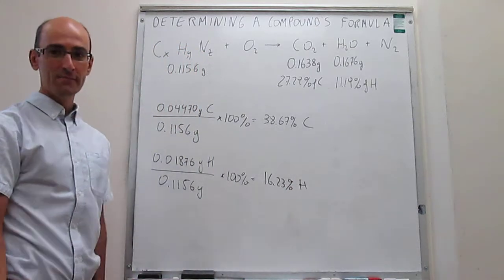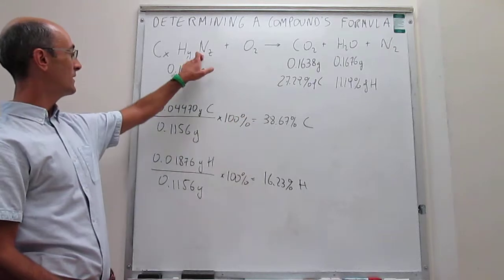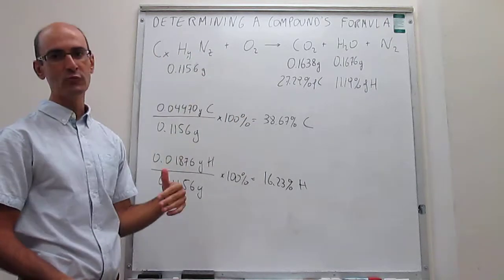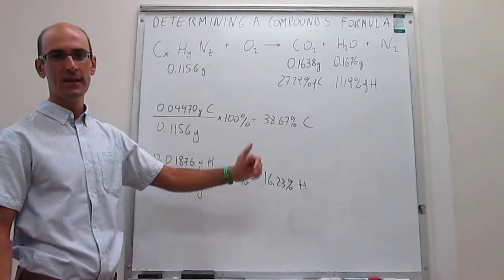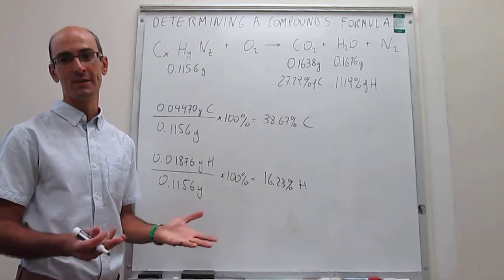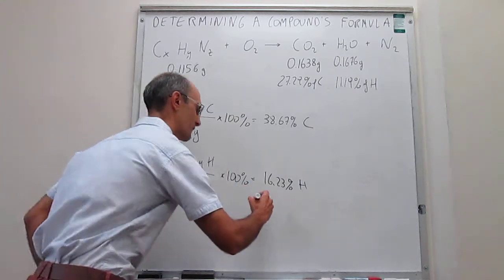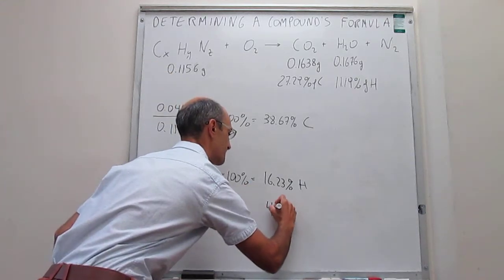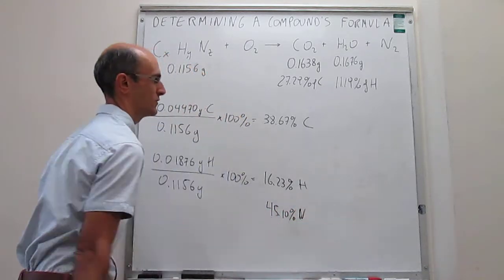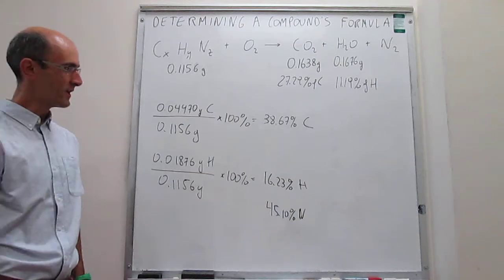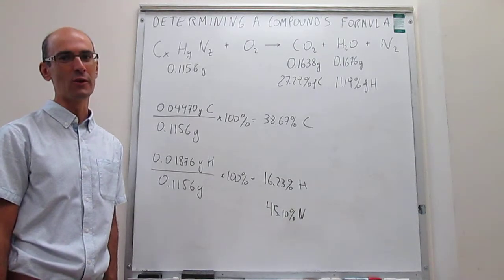And then for nitrogen, you do exactly the same thing, but notice that because the three percentages have to add to 100, it's very easy to take 100, subtract these two numbers, and find out what is the percent composition of nitrogen in that sample. And that number happens to be 45.10% nitrogen. Okay, so we're just a couple of steps from determining what the formula of the compound is.